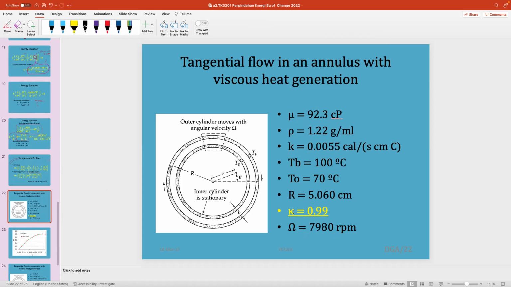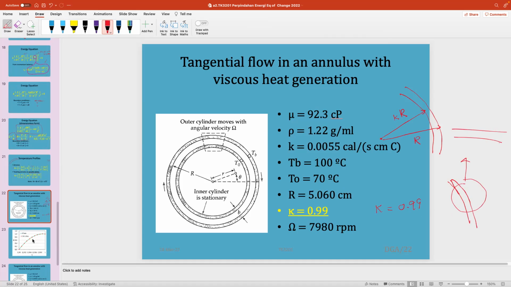It seems that if K is 0.99, then, if you remember, from the center this is KR and this is R. So if K is 0.99, you have a very thin layer, very similar inner diameter and outer diameter. So you can think of it as a parallel plate.